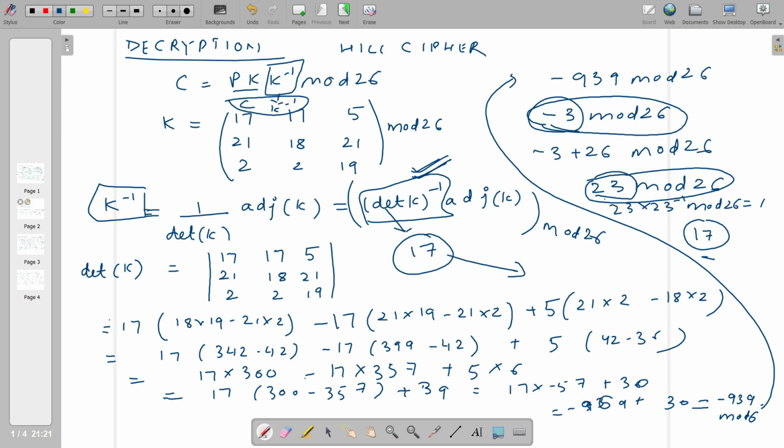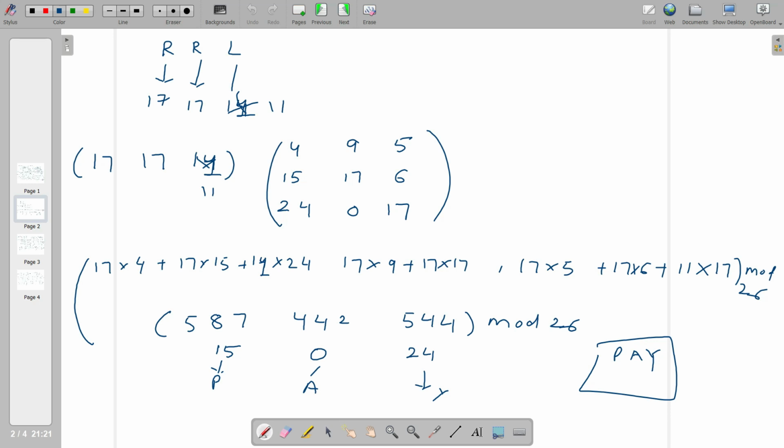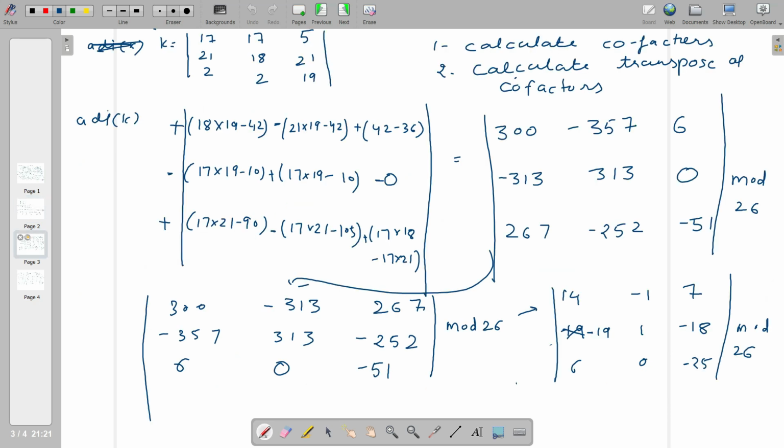Now the second thing is how we can find adjoint of K. To find adjoint of K, first we need to calculate cofactors of all the numbers of this matrix K, and then calculate the transpose of the cofactor matrix. How to calculate a cofactor? If we want to calculate the cofactor for 17, we skip the row and column of 17, and then multiply by minus this. Likewise I calculate the cofactors. The signs go alternately plus, minus, plus, minus, plus, minus, plus, minus, plus.